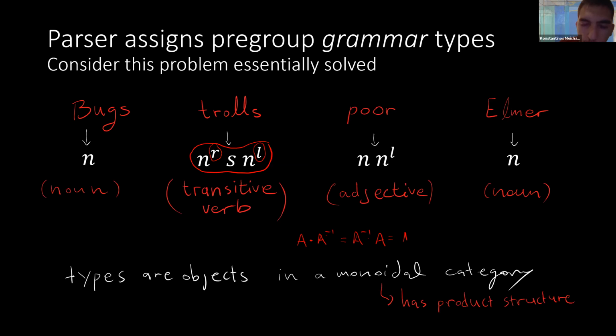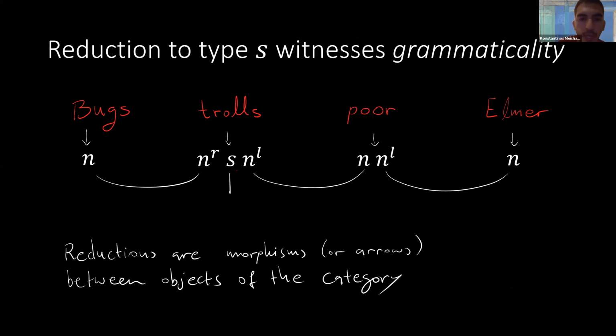So for example, A to the R, multiplying from the right A, and A to the L, multiplying from the left A, both give identity. So this is all you need to remember here. There are some types called pre-group types. They are assigned to parts of speech accordingly. And a sentence is grammatical when only the S type survives after all the other types annihilate to identities.